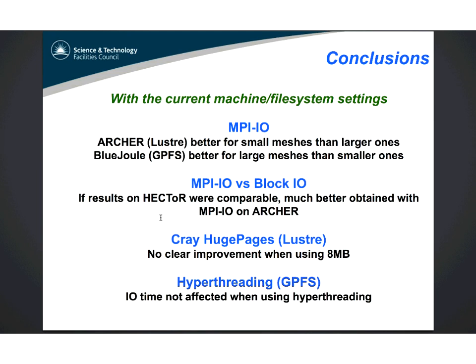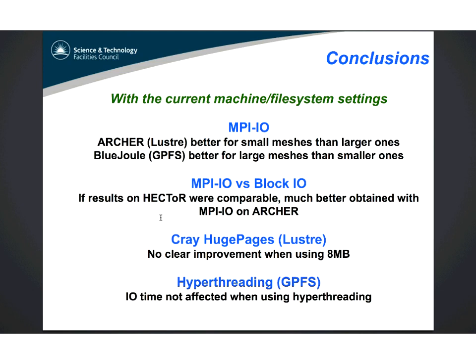So to conclude, with the current machine or file settings, we found that using MPI-IO, Archer and Lustre give better performance for smaller meshes than for larger ones. On the other hand, Blue Joule gives better performance, and we see some speed up for larger meshes rather than for smaller ones. When we compare MPI-IO and block IO, if the results on Hector on the former version of Lustre were comparable, much better results are obtained with MPI-IO on Archer.